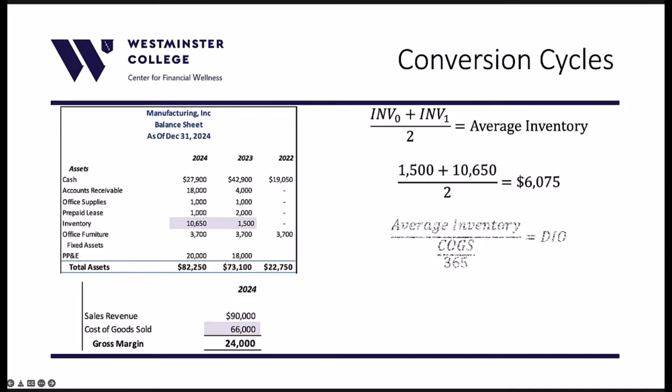$6,075 in inventory. And then we'll take that average inventory and divide it by this, which adjusts and creates a daily rate of cost of goods sold. So we'll take that 6,075 and divide it by this 66,000 divided by 365, and that's going to give us 33.6, which means that our average inventory days inventory outstanding is 33 days, roughly 34 days.